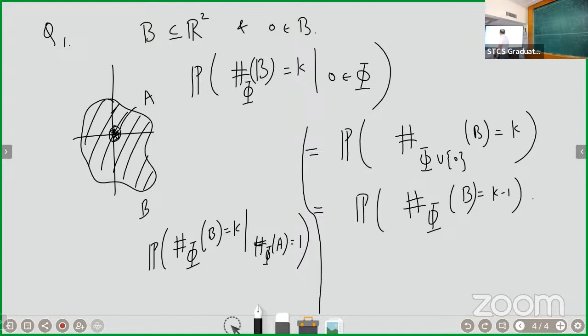And this conditioning is nothing but saying that there is exactly 1 point in this region A for small enough epsilon. That's all I'm saying. I'm just replacing that condition by writing the number of points equal to 1. Okay, so now I've got A, I've got B. Now we can proceed further and show that this is in fact equal to k minus 1.